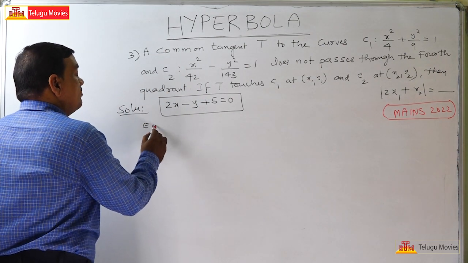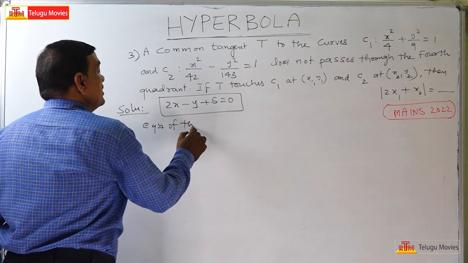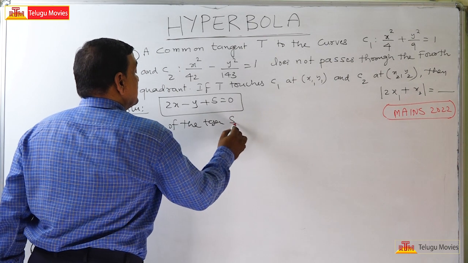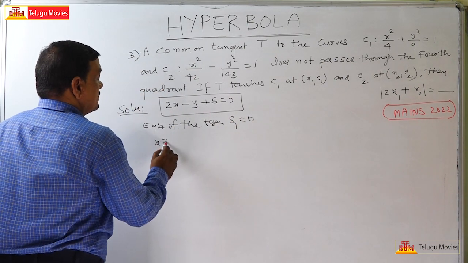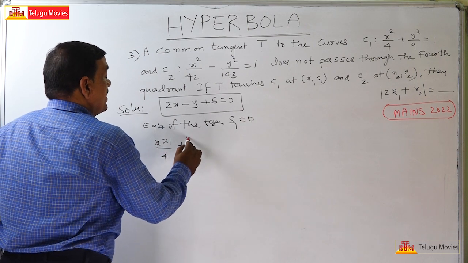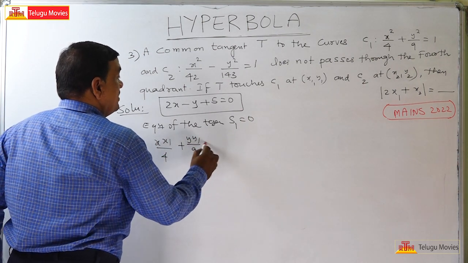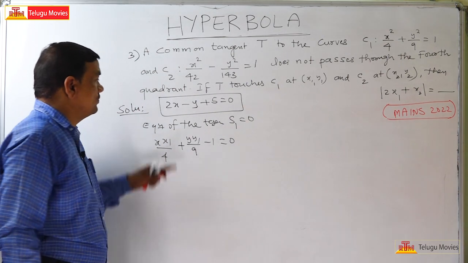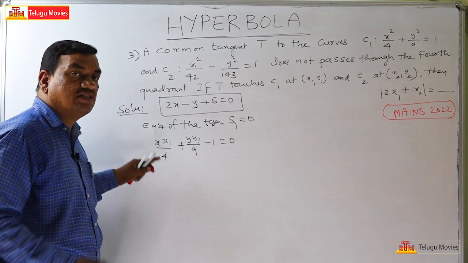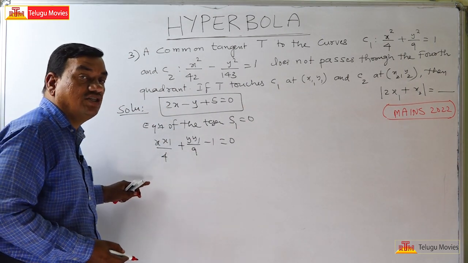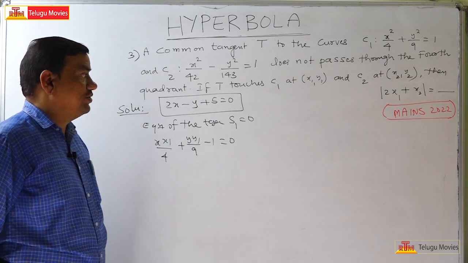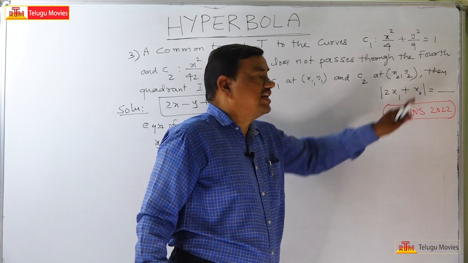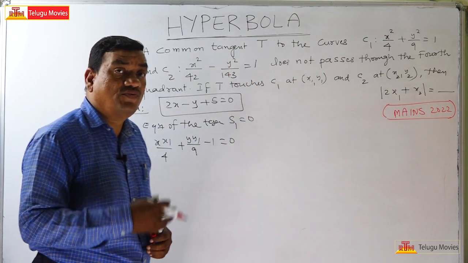What is the equation of the tangent? The equation of the tangent is S1 is equal to 0. So what will that be? x1 by 4 plus y1 by 9 minus 1 is equal to 0. Now both equations represent the same line. Therefore we have the condition a1 by a2 is equal to b1 by b2 is equal to c1 by c2. But we want only x1 and x2, so let us omit the y coordinates.